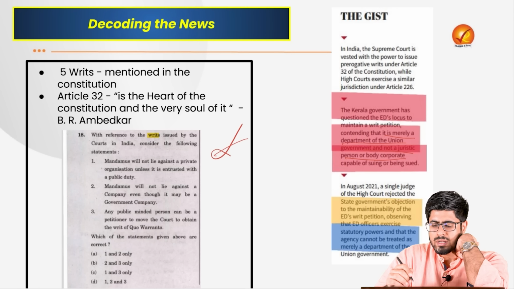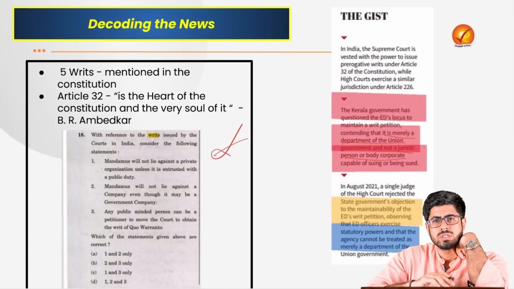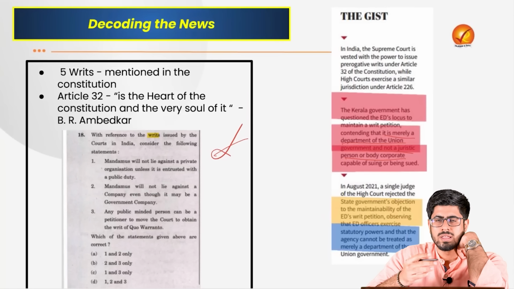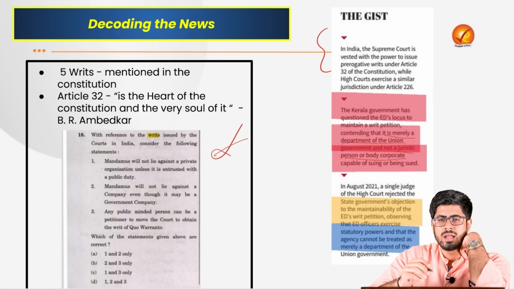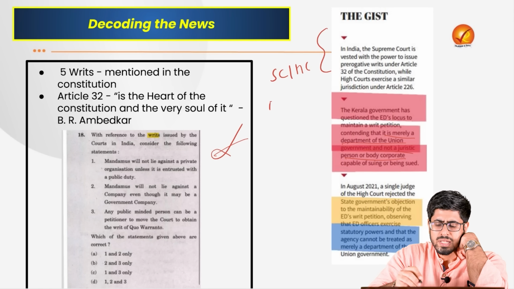Why is it so important? Because writs in India are given in our constitution. As per B.R. Ambedkar, it is the heart of the constitution as well as the very soul of it. A writ is a petition that is filed in the High Courts as well as the Supreme Court to get the enforcement of rights. If it is a fundamental right, you can move to both the Supreme Court and the High Court. If it is not a fundamental right, it's just a normal right, then you can only move to the High Court and not the Supreme Court. So this is writ for you.